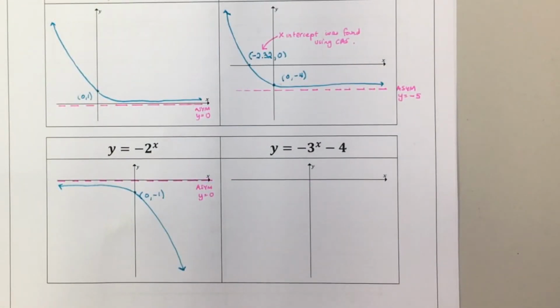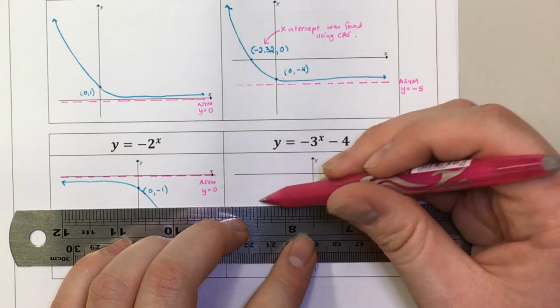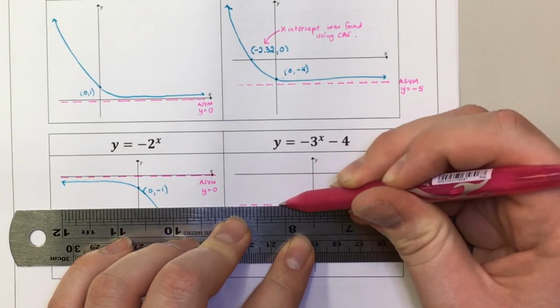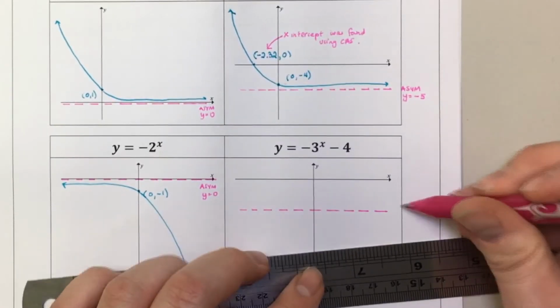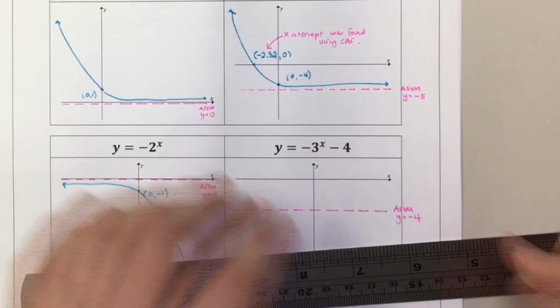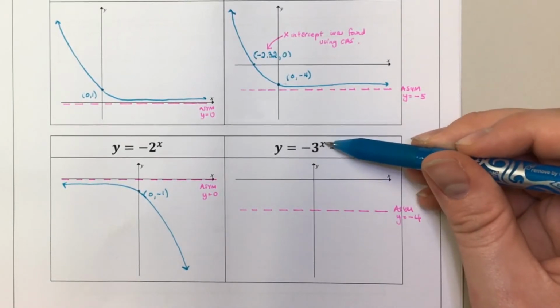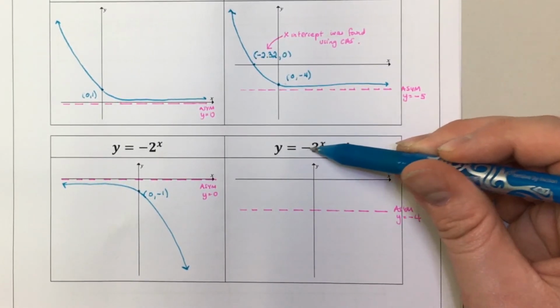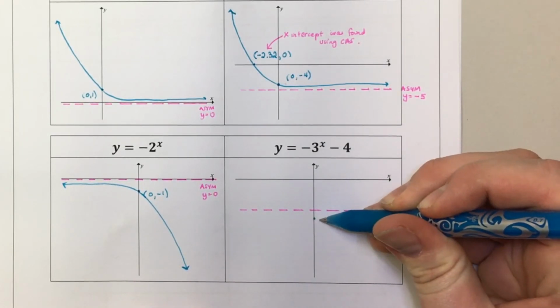Okay, where's the asymptote? Negative 4? Wouldn't it be this way? No, because look at this one. Negative 5. It goes on. Where would the y-intercept be? Negative 5, because 3 to the power of 0 is 1. Negative 1 minus 4 would be negative 5.